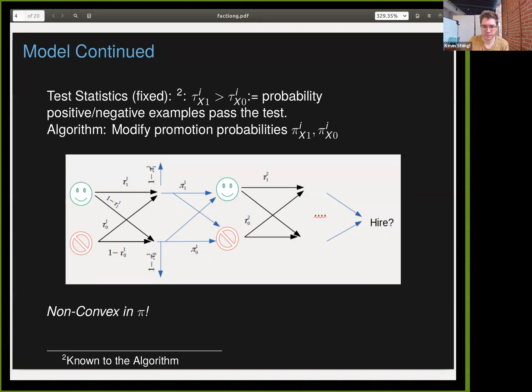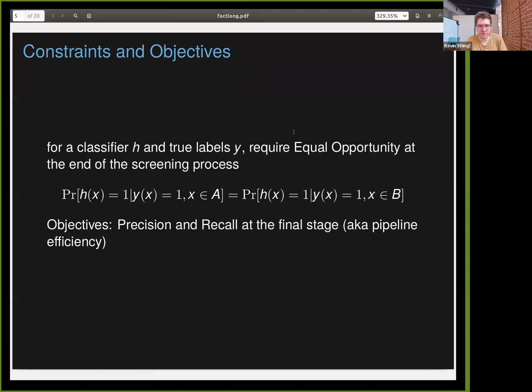All right, I shall continue a little bit. Here I'm just going to flash the fairness constraint, but again, in contrast to some other works, we're just focusing on the constraint at the final step. The intermediate steps are just a tool to get a good classification at the very end. And so here's equal opportunity: the probability that true positives get the good outcome, which is getting hired, or in this case, getting to the very end, is the same for each group.